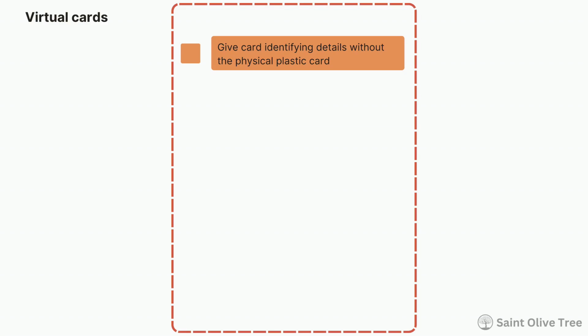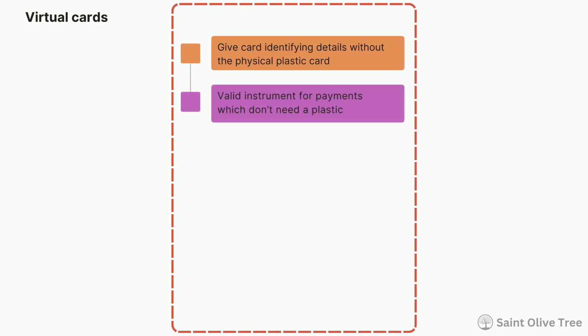A payment card, be it credit or debit, is identified by its name, 16-digit number, date of expiry, and card verification code. Virtual cards give you the same identifying credentials without the physical plastic card. Thus, virtual cards are a valid payment instrument for all payments which don't need a plastic. For example, over-the-phone orders or online shopping.